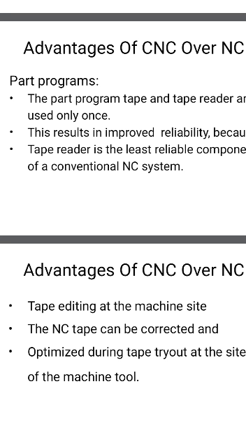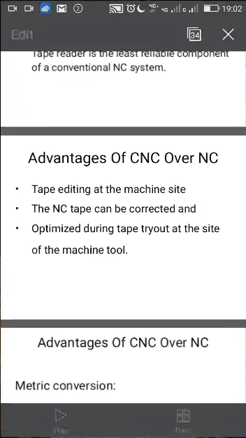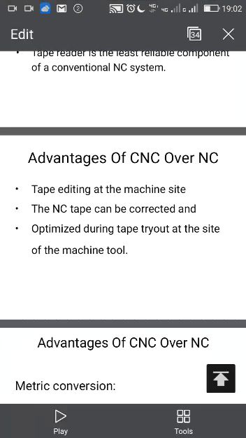Next, a CNC machine can be integrated with the DNC system, so we can link this with DNC. High accuracy and reliability: it gives us very accurate measurements. Next, it reduces indirect and operation cost, so the operation cost is very low. Next, complex shapes: we can make complex shapes with no problem.